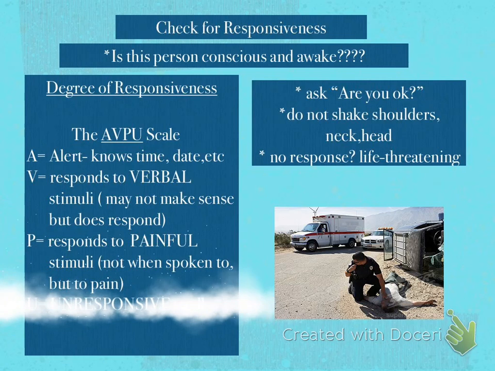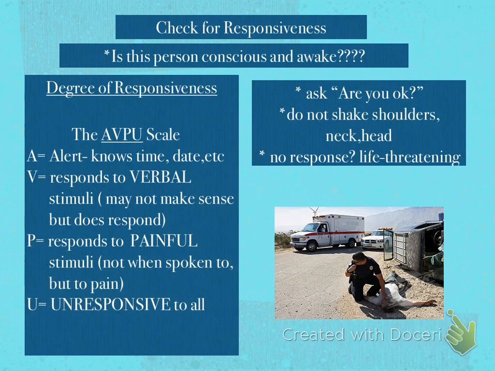So U then stands for unresponsive to everything. They're not responding to your sternum rub. They're not responding to your voice. They're not responding to anything that you do. So it's A, V, P, U: alert, verbal, painful, unresponsive. You getting all this down, Anthony? You are? Okay. So that's the first issue, the degree of responsiveness. Oh, to all stimuli. Sorry, added word.